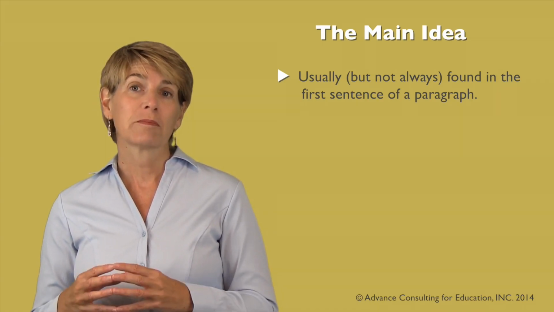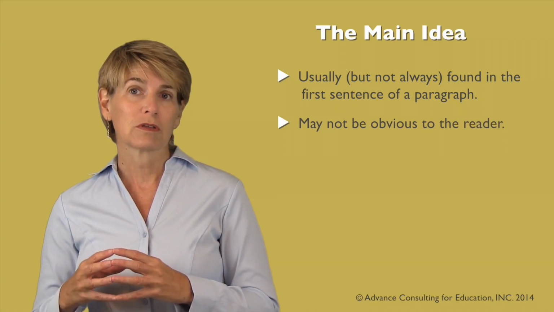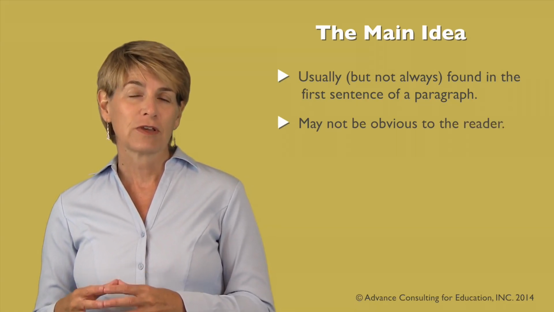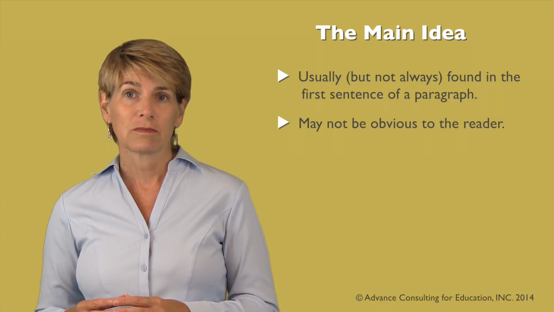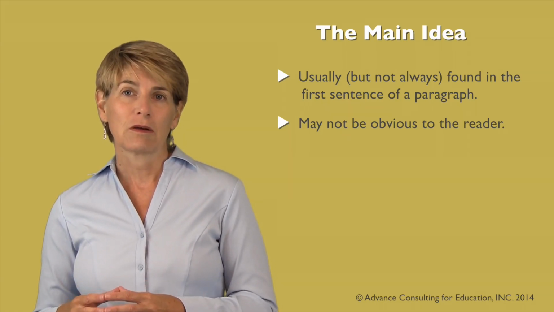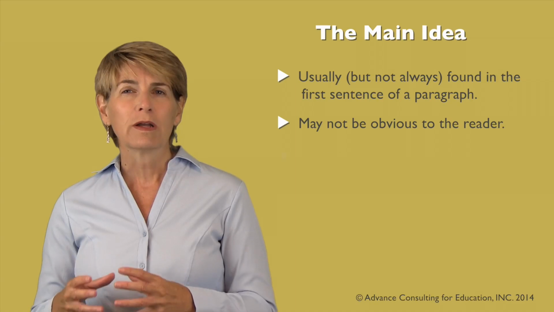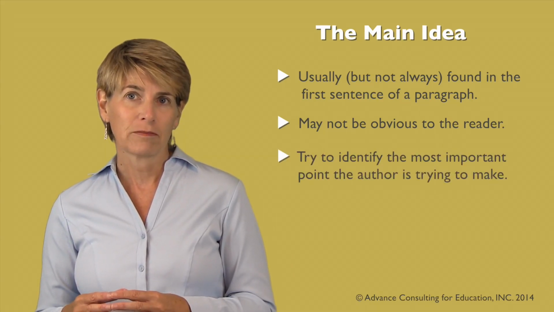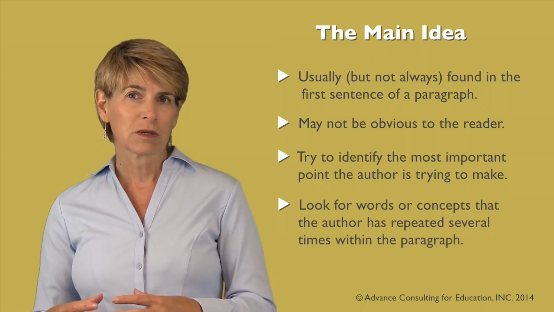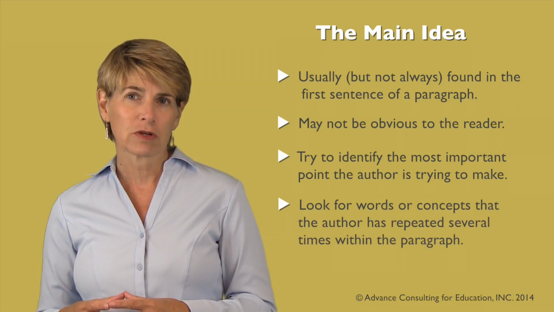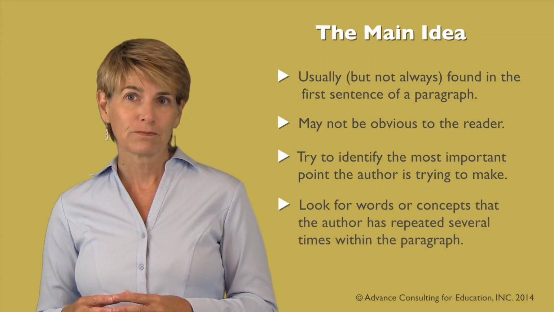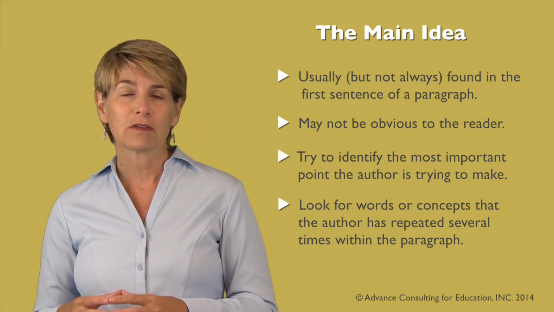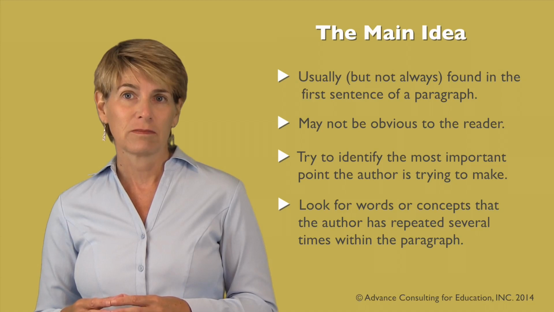Sometimes the author will not blatantly or obviously put the main idea in the paragraph at all. The reader then has to figure out what that main idea is. And the way we figure this out is to ask the question, what seems to be most important to the author in this particular paragraph? What words or concepts has the author repeated several times within the paragraph? We can then make a logical conclusion based on this evidence about what the main idea is.